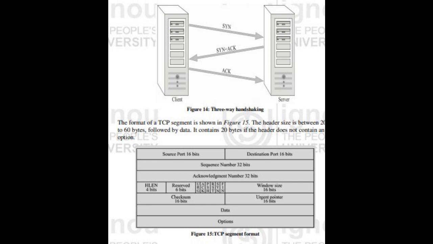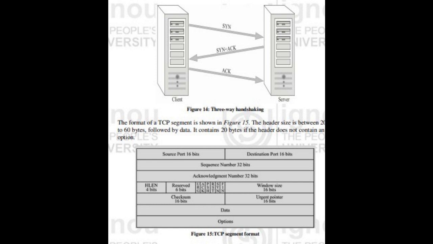Acknowledgement number, 4 bytes. On receiving a packet with sequence number X, the receiver sends back X plus 1 as the acknowledgement number. It defines the sequence number which the receiver is expecting next. Header length, 4 bits. The header length can be between 20 to 60 bytes. Therefore, the value of this field can be between 5 times 4 equals 20, and 15 times 4 equals 60.